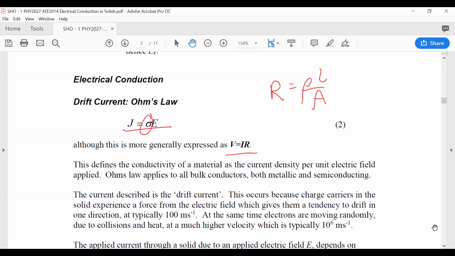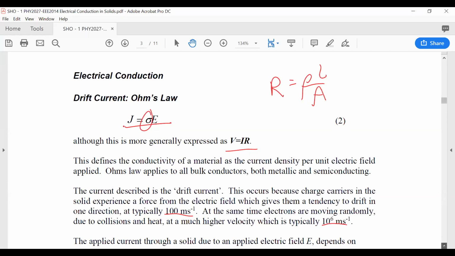The speed of the carriers, which are drifting, can be estimated as around 100 meters a second. However, in addition to their drift speed, the carriers are also moving randomly due to the collisions, and this movement has a much higher velocity at around 10 to the 6 meters per second.